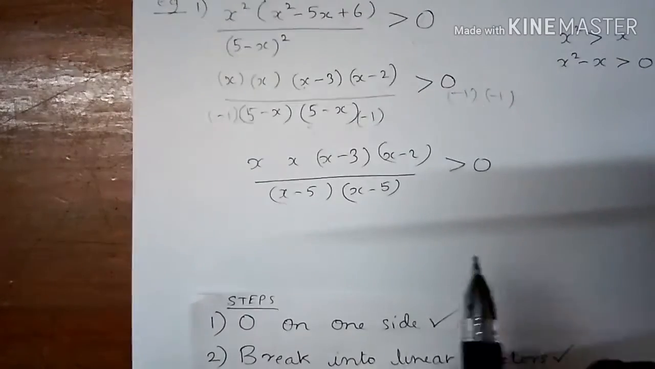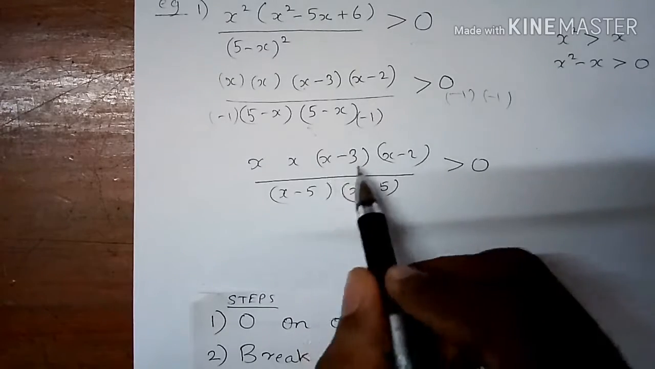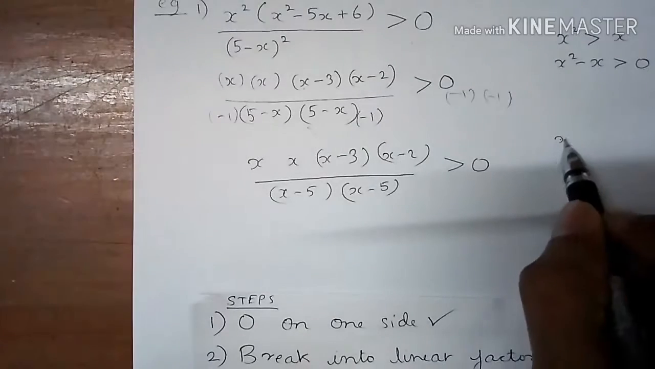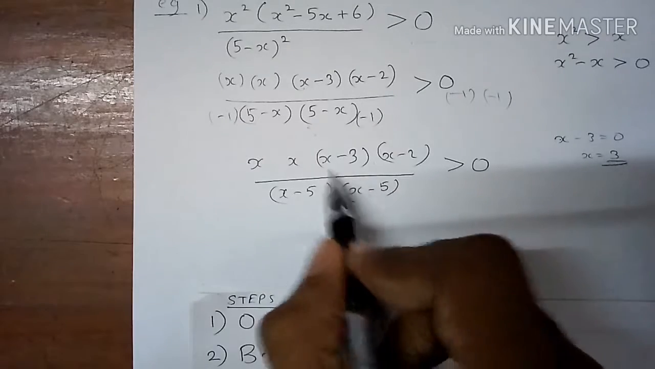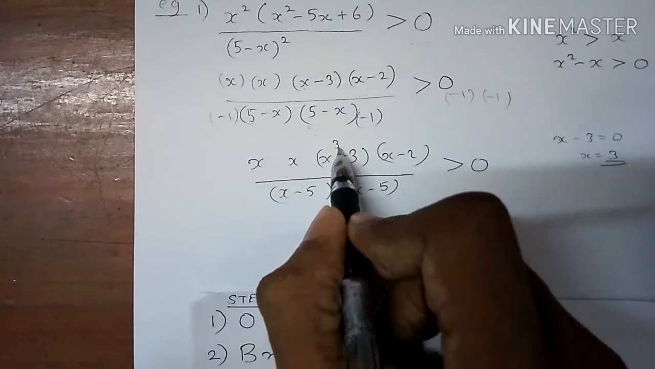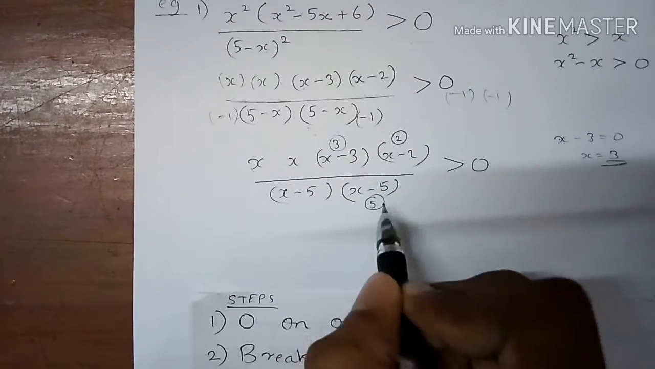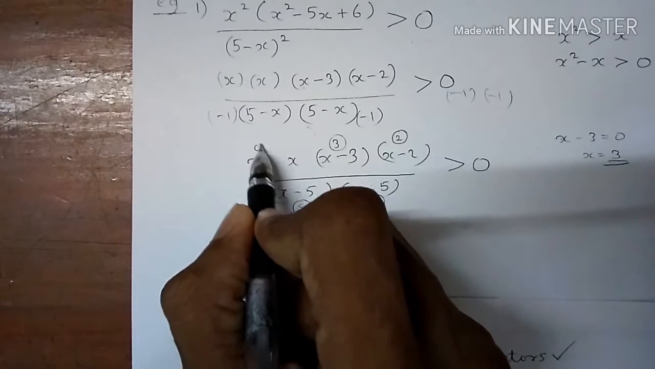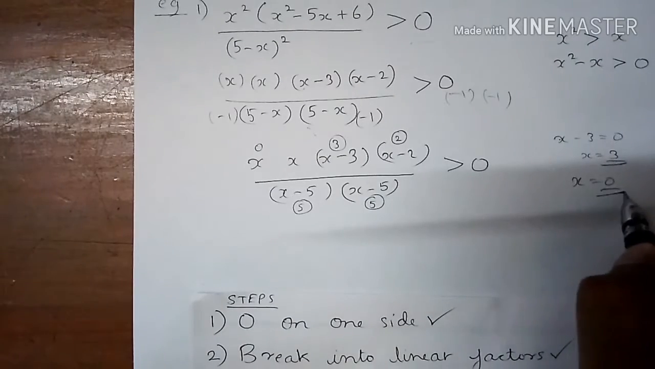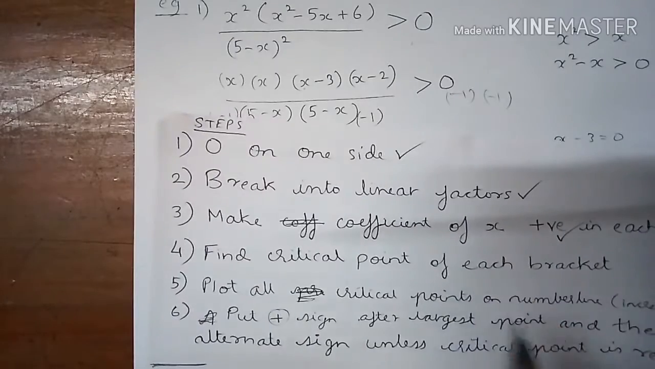The next step is find critical point of each bracket. So what is critical point? Simply you could find the critical point by equating each bracket to 0. So for this bracket x minus 3 equal to 0, that means x equals 3. So likewise for each bracket there is a critical point. For this is 3, for this bracket it's 2, for this bracket it's 5, this bracket 2, 5, and for these two it's 0. Substitute x equal to 0, you will get 0. So we found the critical points.